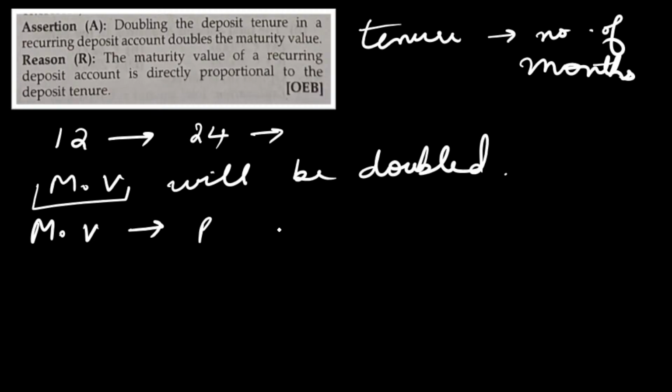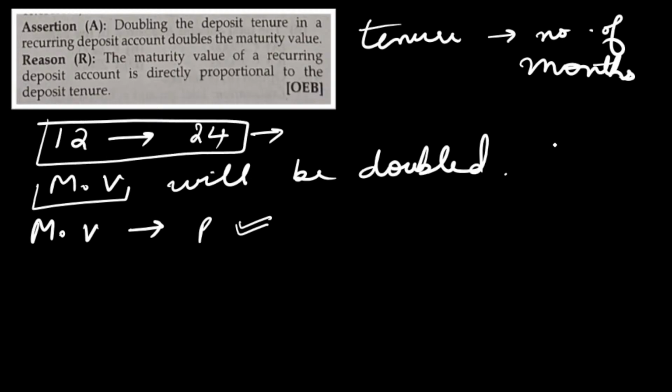So, if there is a change in principal value, although there will be a change in changing the time period also, here particularly it is mentioned if time period is doubled, then maturity value. So, this is not true. This is false. So, here the first statement is false. First one is false.